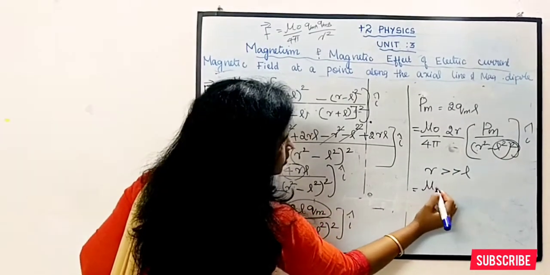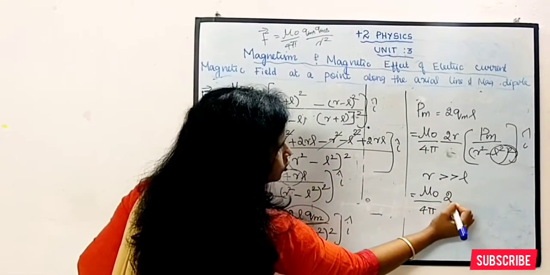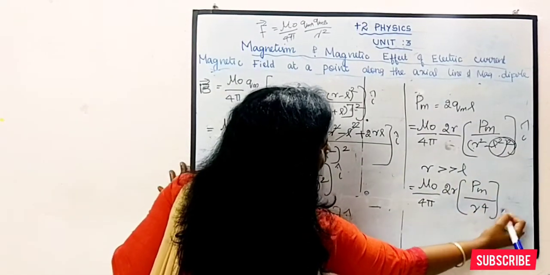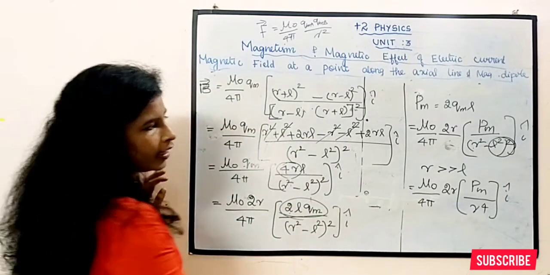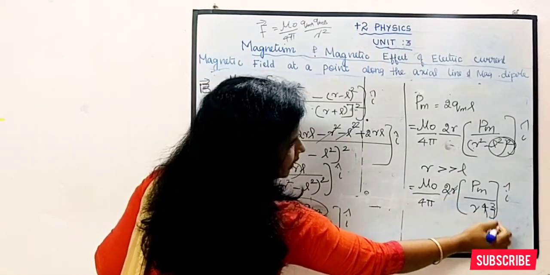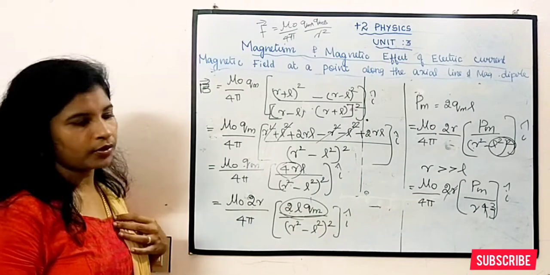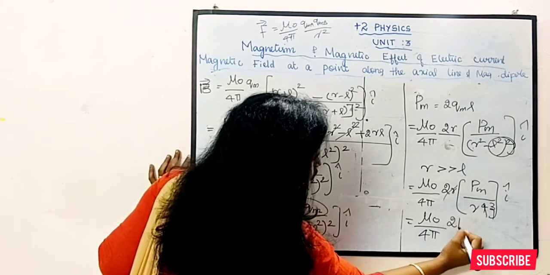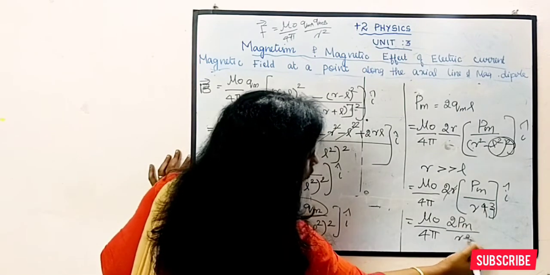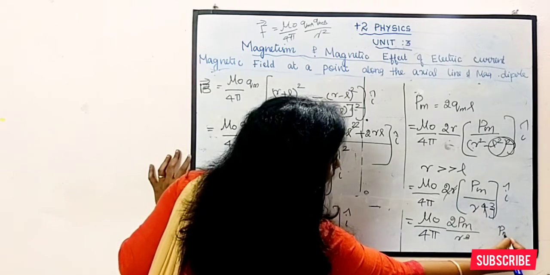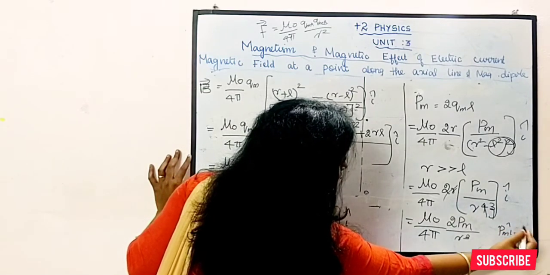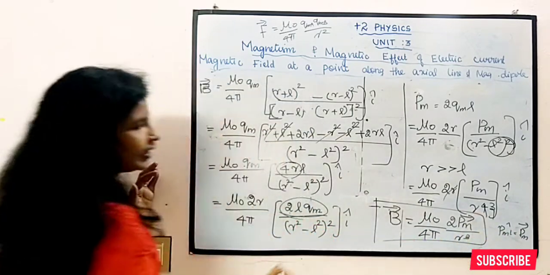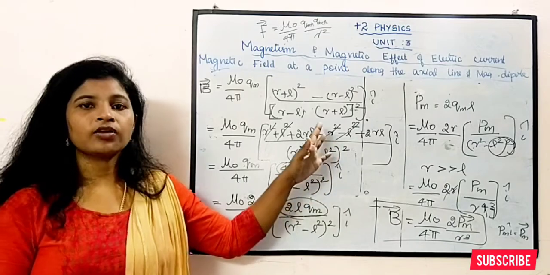So, I can write it as mu naught by 4 pi into 2r Pm by r power 4, since L can be neglected. Okay. So, we know that r and r power 4 can be cancelled and this becomes r cube. Okay. So, I can write it as mu naught by 4 pi, 2 Pm by r cube. Okay. Pm into I cap can be written as Pm vector. So, this is the magnetic field at the axial line of a bar magnet.